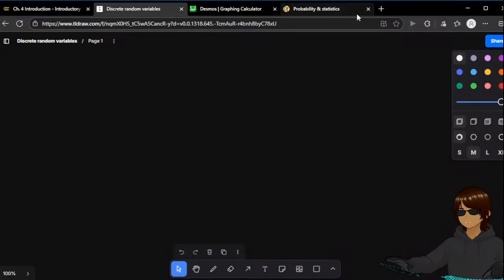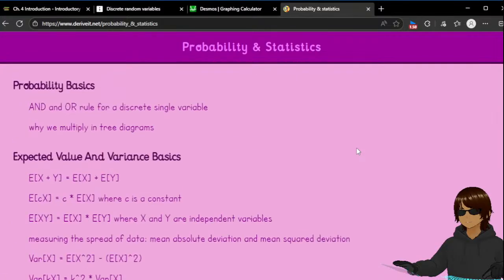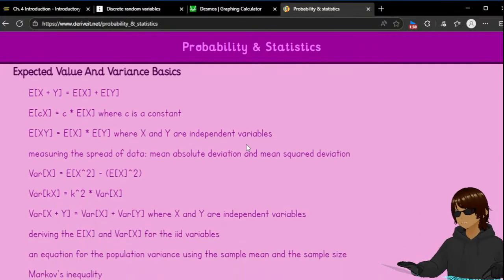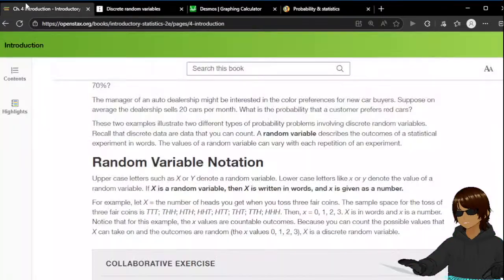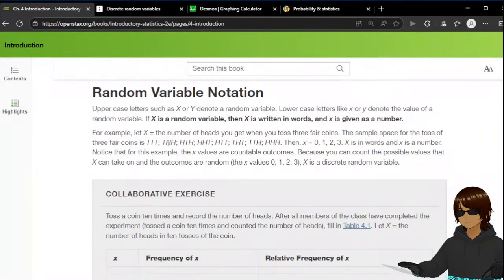Yeah, I have my notes, and from the last time I learned this, I made some notes on proofs. So maybe this would help in this stream. A random variable describes the outcomes of a statistical experiment in words. The values of a random variable can vary with each repetition of an experiment.